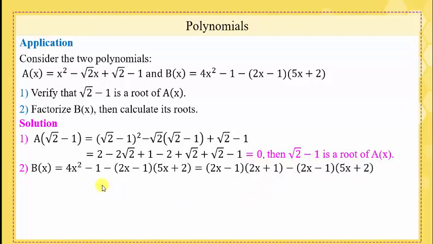Part 2, we need to factorize. We have here 4x squared minus 1, we can write it as 2x perfect square minus 1 square.